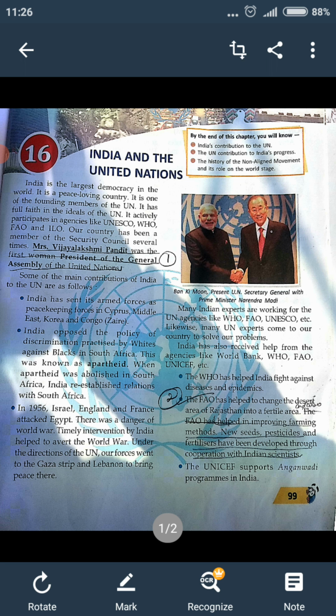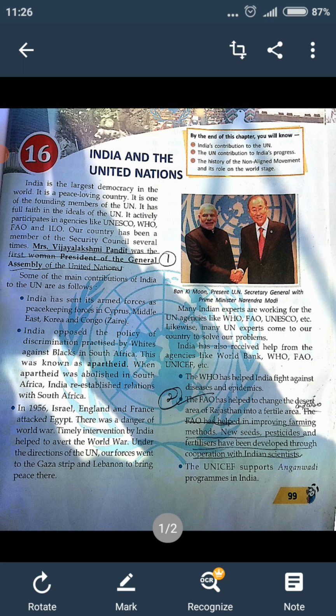Many Indian experts are working for UN agencies like WHO, FAO, UNESCO, etc. Likewise, many UN experts come to our country to solve our problems. India has also received help from agencies like the World Bank, WHO, FAO, UNICEF, etc. So, what is the role of WHO? The WHO has helped India's fight against diseases and epidemics.